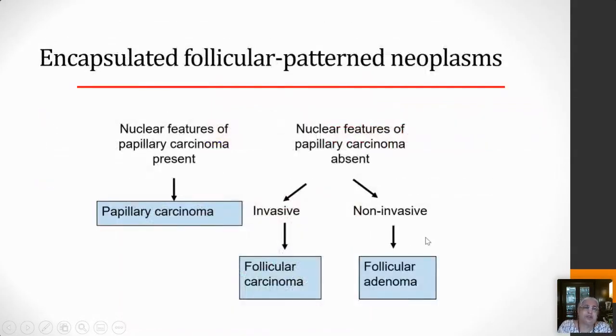So everything seemed to be absolutely fine. It was so easy. If you had an encapsulated follicular patterned neoplasm, remember that you have no papillary adenomas. It's very important to realize that. So when you have an encapsulated follicular pattern neoplasm, and if it had the nuclear features of papillary thyroid carcinoma, we called it a papillary carcinoma. This was in WHO 2004. If the nuclear features of papillary carcinoma were absent and the lesion was non-invasive, then it was called a follicular adenoma. And if it was invasive, it was called a follicular carcinoma.